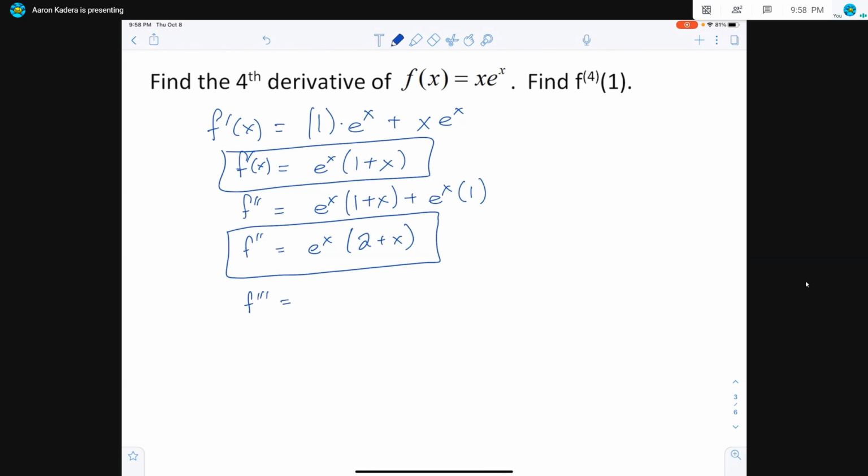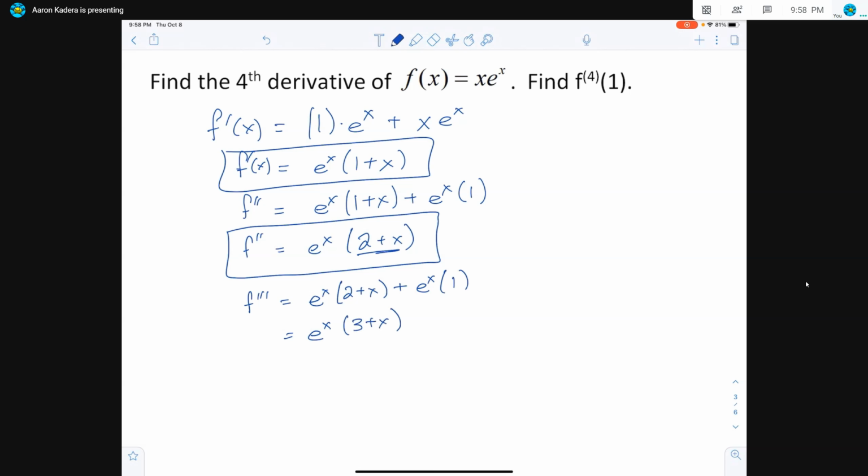I imagine, if we work on f triple prime, we run through the same thing. Derivative of e to the x is e to the x. Leave the second thing unchanged, 2 plus x. And then we do the plus sign. Then we leave e to the x alone, and we take the derivative of this polynomial. The derivative of the constant goes away. The derivative of x is 1. So we have times 1 again. And you can see that if I factor an e to the x out of everything there, I'm just going to get left over with one more 1 there. So it's going to be 3 plus x.